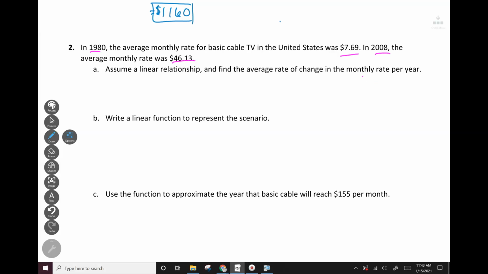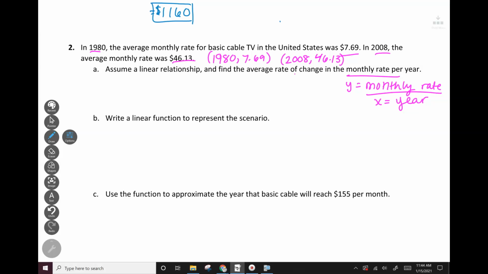So the monthly rate, that's the cost. So your monthly rate per year. That means my Y's are on top. So my monthly rate is my Y. So the money is Y, and the year is X. All right, so that means my 2 points are 1980, or you could just do 80, but we're going to do 1980, and then $7.69. And then in 2008, $46.13. Okay, so those are the 2 points, the 2 pieces of information that you have.